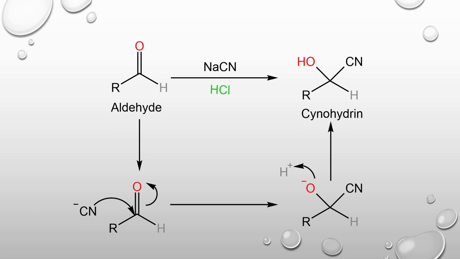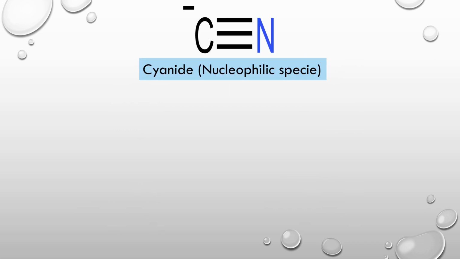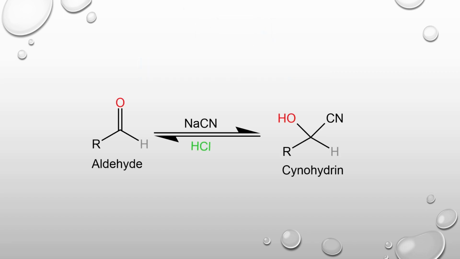After the attack, the intermediate formed is known as cyanohydrin. Cyanohydrins are very useful intermediates in many natural and industrial products. But the cyanohydrin is not very stable and it is reversible, which means it can go back to the carbonyl group, leaving the CN group as CN-, as it is a good leaving group.